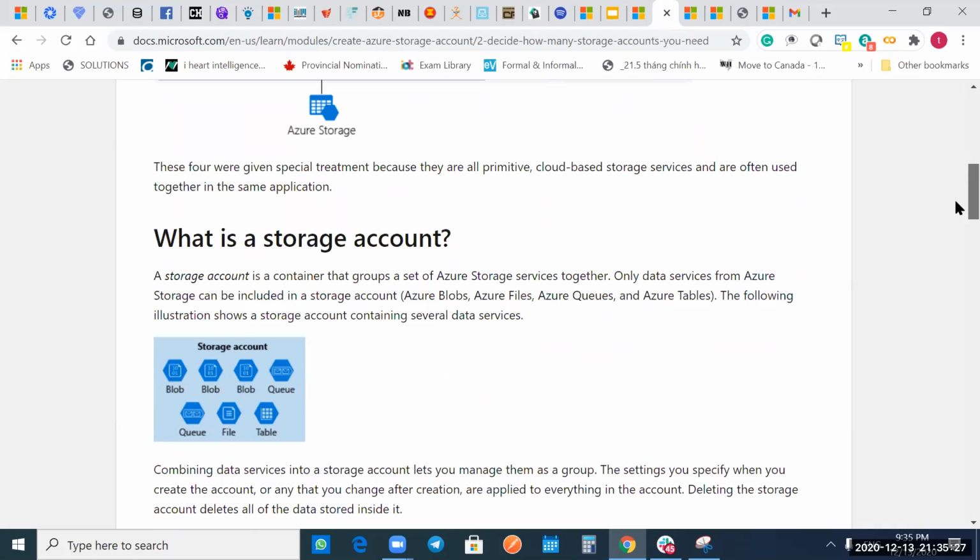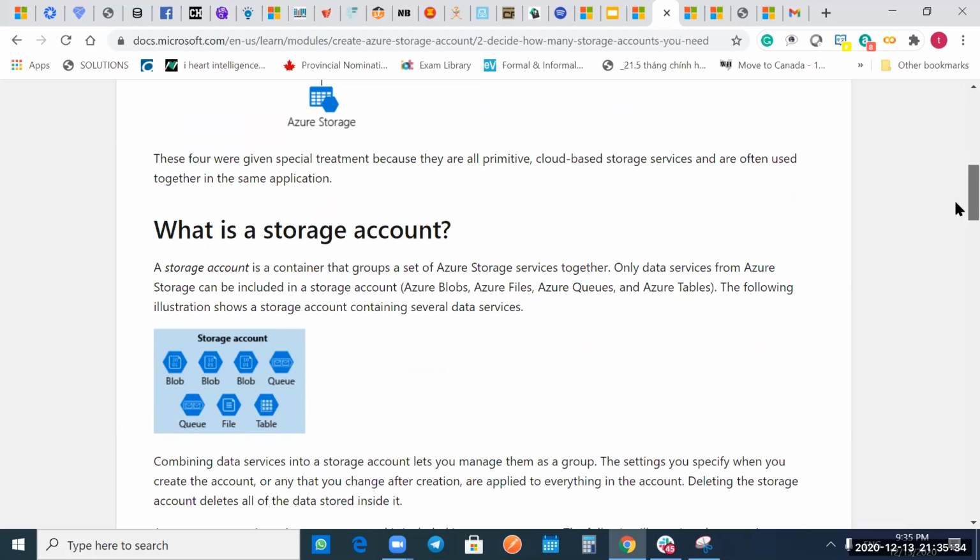So we have the storage, and what is the storage account? The storage account is the container that groups all the Azure Storage services together. If you want to access your blob, your queue, your file, your table, you need a storage account, and only data services from Azure Storage can be included in the storage account. What I mean is that all the data services here are blob, file, queue, and tables.